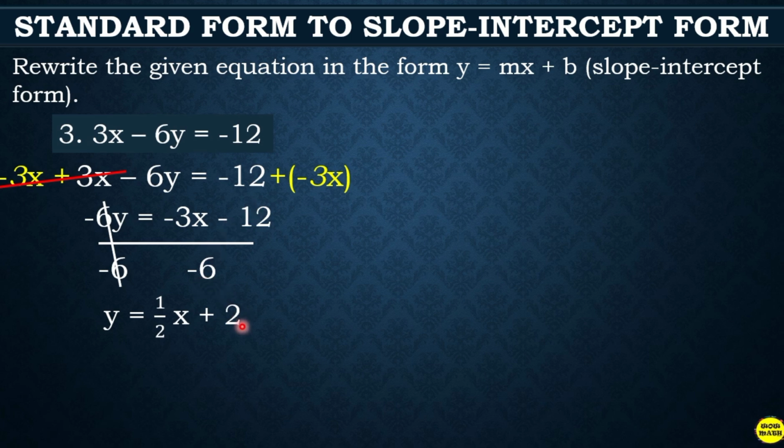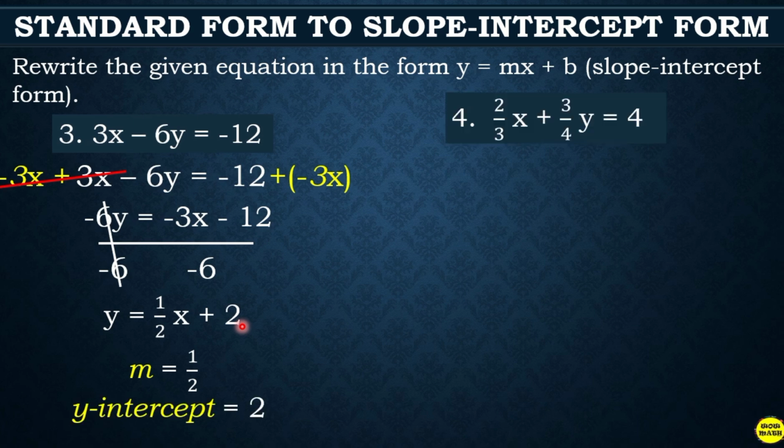Okay, so what is your slope now? Your slope is 1 half. Your y-intercept is 2. Another. So, this is a different case, no? You were given a fraction. So, paano gagawin? So, just like this, ito pa rin ang first step natin. So, kailangan malilipat muna natin ito doon sa right side natin using APE or addition property of equality.